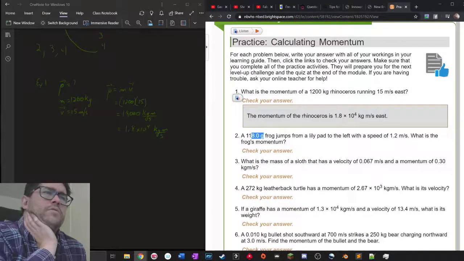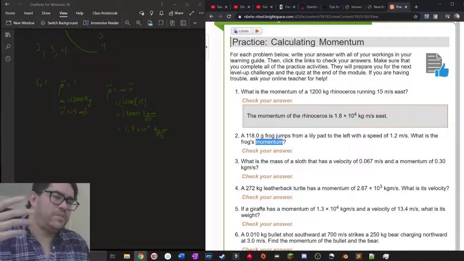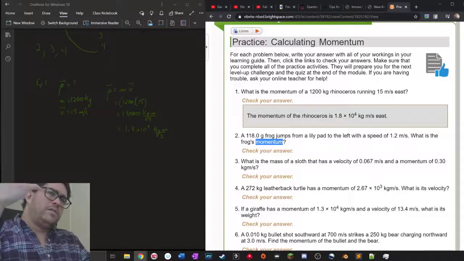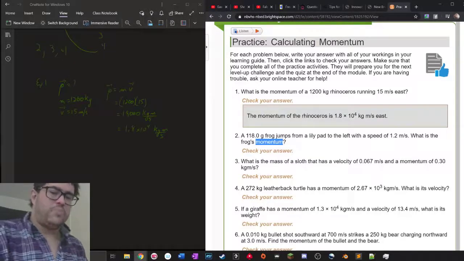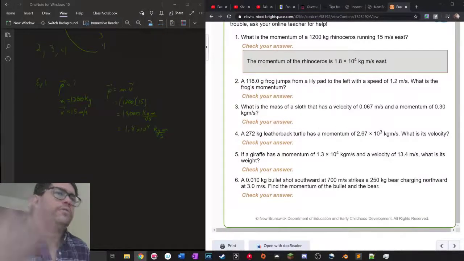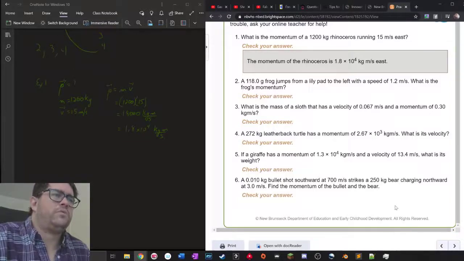A frog left a lily pad with a speed. What is the frog's momentum? Again, we're not talking about the acceleration of the frog. At a certain point, its speed is 1.2. At that point, it has momentum of a certain value. Before that, it hasn't reached that speed yet, so it does not have that momentum. But as it reaches that speed and has that momentum, things will happen. You can stop the video and try it if you want. I think you get the idea.